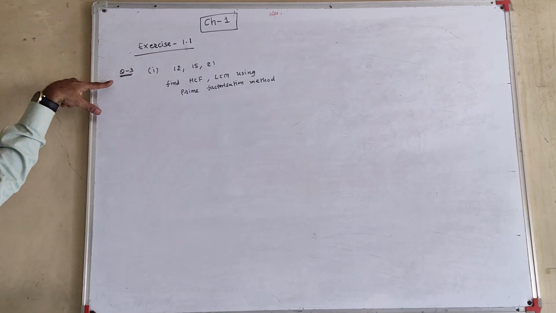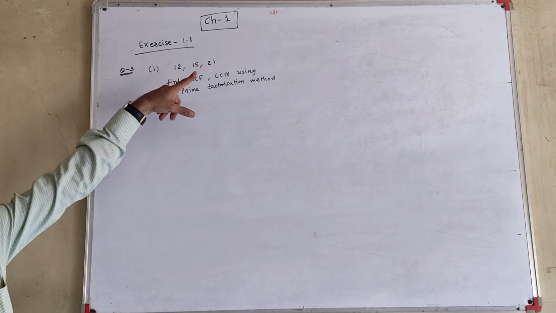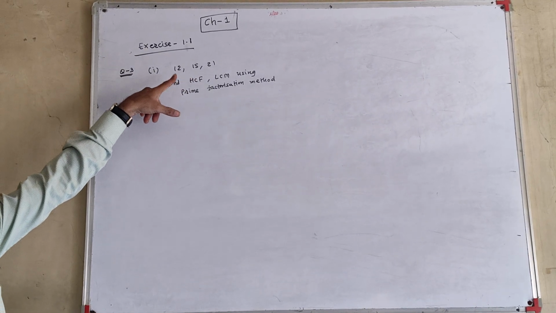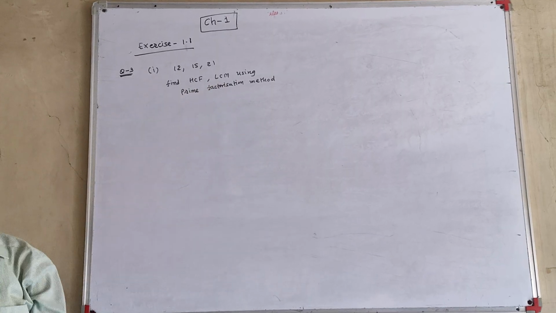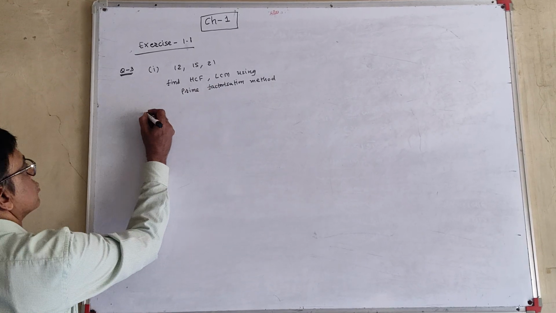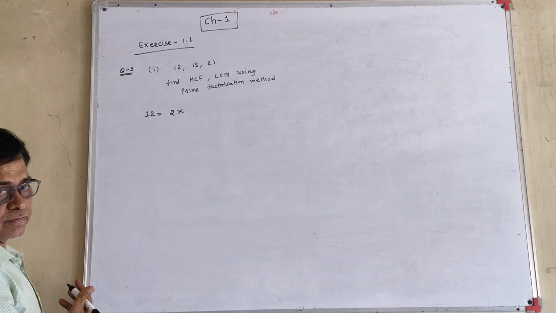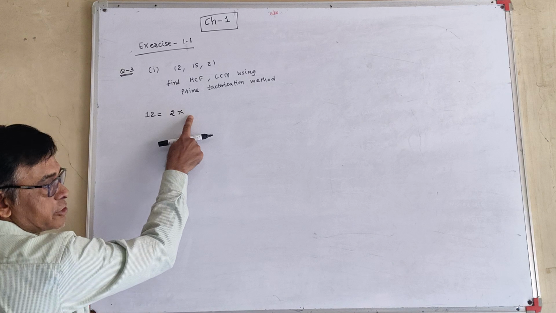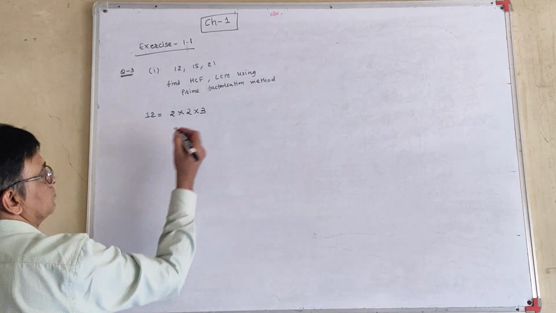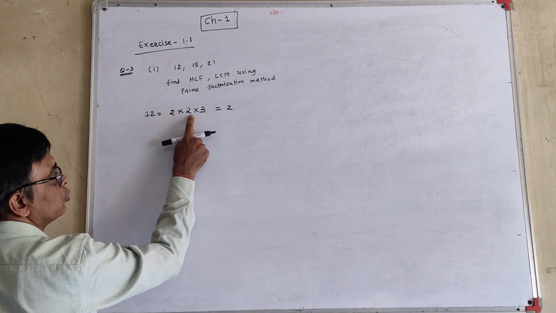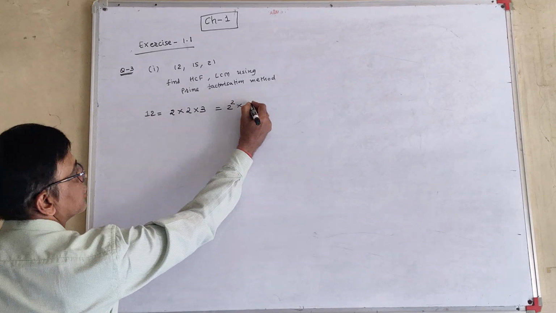Exercise 1.1, question 3 (i). 12, 15, 21 is given. Find HCF and LCM using prime factorization method. So 12 is a product of 2 and 6. But 6 is also a product of 2 and 3. So 2 comes 2 times, so it is 2 square. 3 comes 1 time.